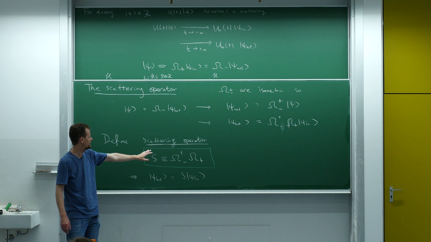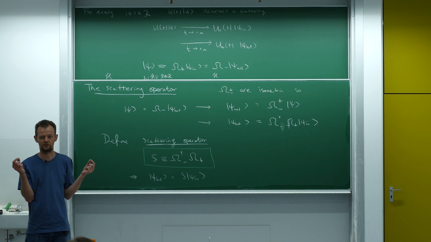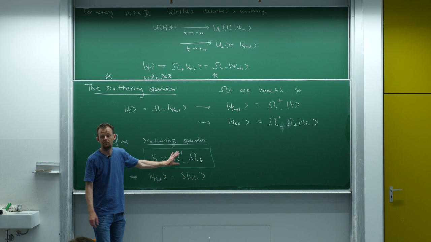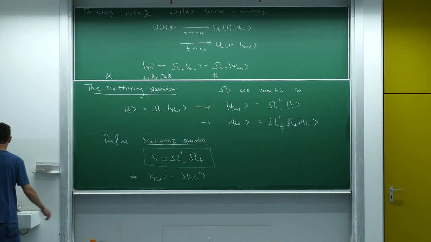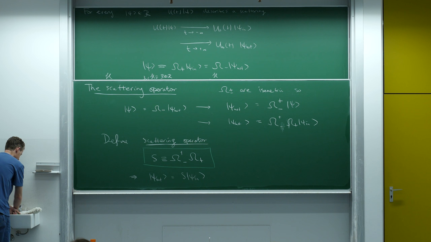So I've just defined this operator in the case of two particles in relative coordinates, or just a single particle with a scattering potential. The S matrix has a natural generalization to many particle scattering. We won't be covering many particle scattering in this course. But be assured that there is a way to generalize these concepts.